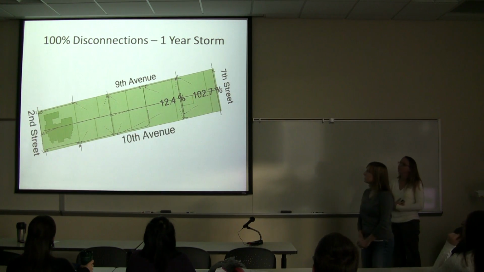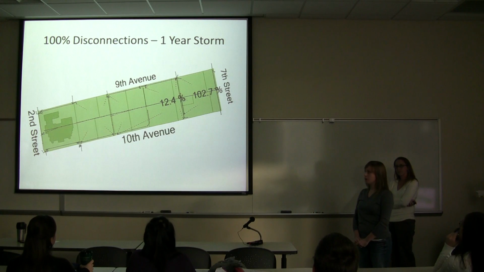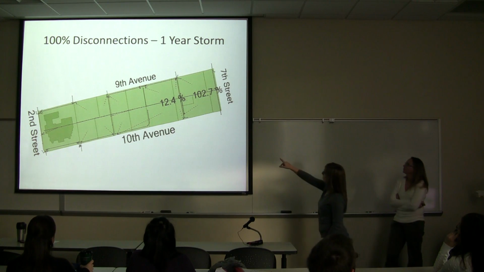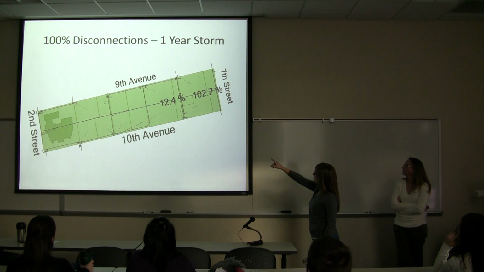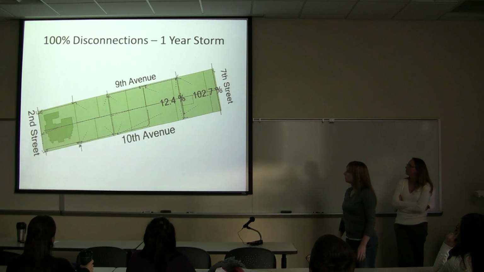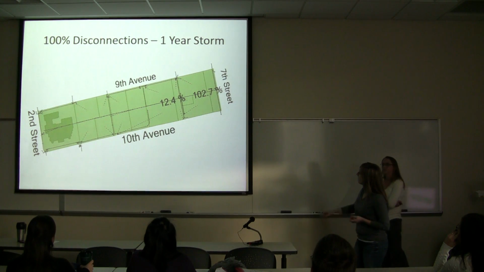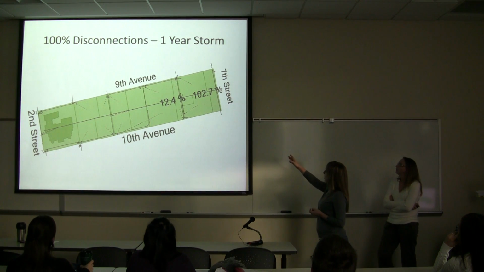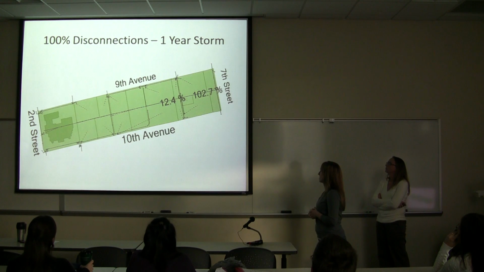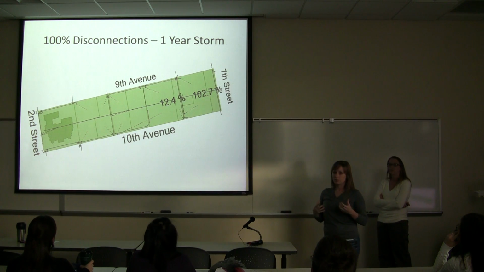So when we disconnected all of the homes from the network, you can see at the end of the 500 block, the combined sewer is only receiving domestic wastewater, and we're only at 12% capacity. And then when you get to the 600 block, there's a huge increase in the capacity, so that led us to focus further in on the 600 block.